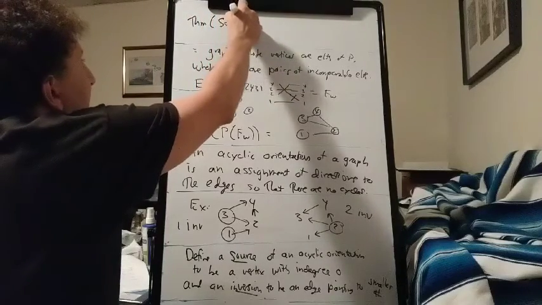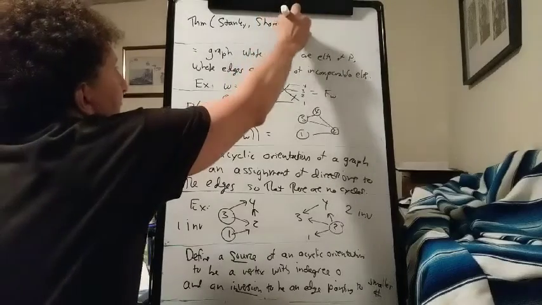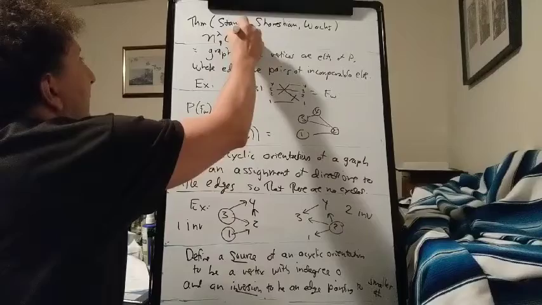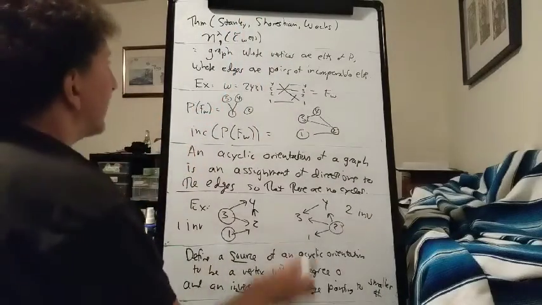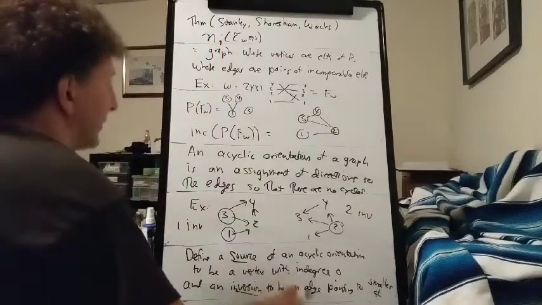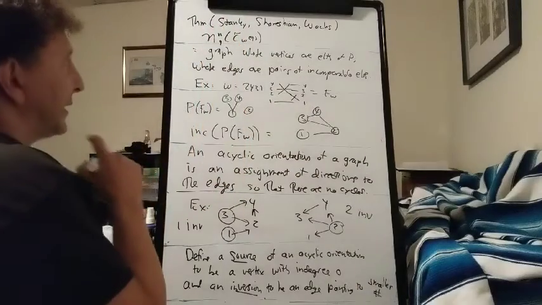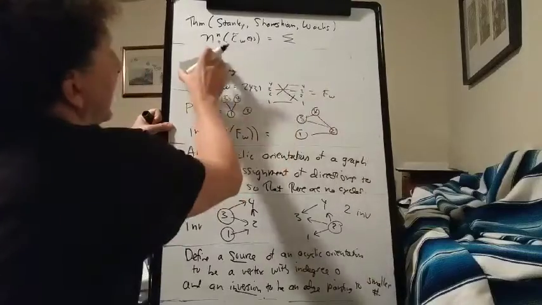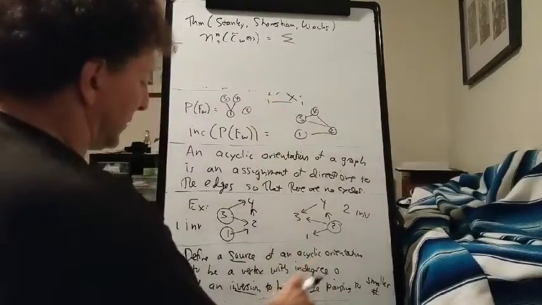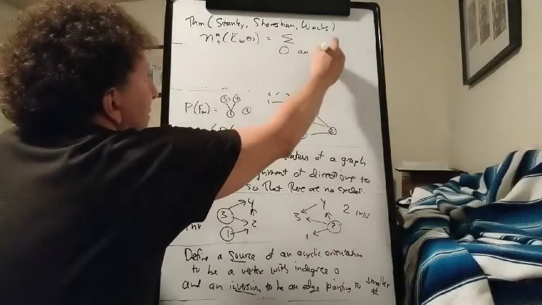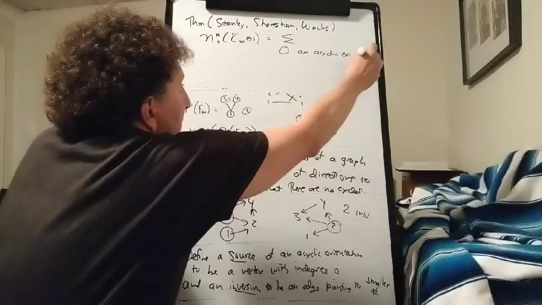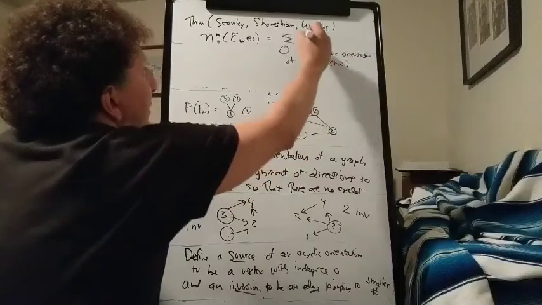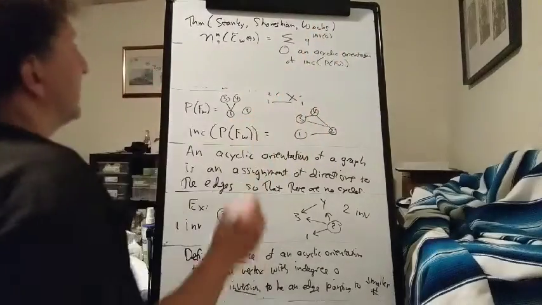The theorem of Stanley and Shareshian and Wachs is that if we look at the sign character applied to the Hecke algebra element CW, that equals a sum over acyclic orientations of the incomparability graph of P of FW, q to the number of inversions in that acyclic orientation.